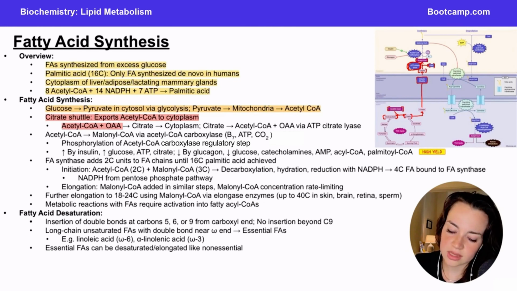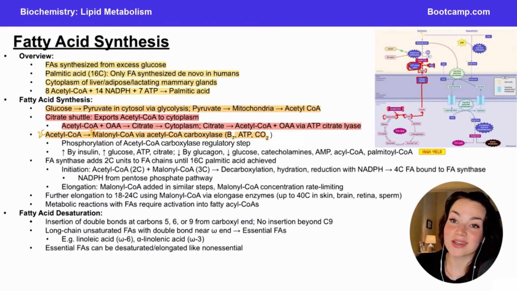We've got the acetyl CoA and the oxaloacetate, which turns into citrate, goes out to the cytoplasm, and then splits back out into its component parts via the ATP citrate lyase. Our next step is to turn acetyl CoA into malonyl CoA. Now, acetyl CoA is 2 carbons long, malonyl CoA is 3 carbons long.